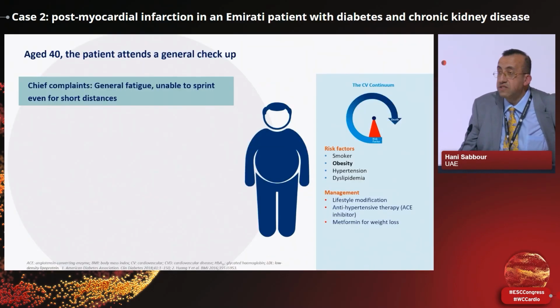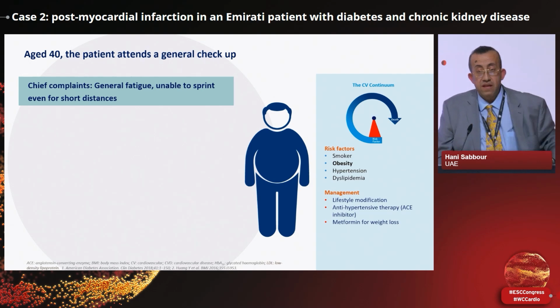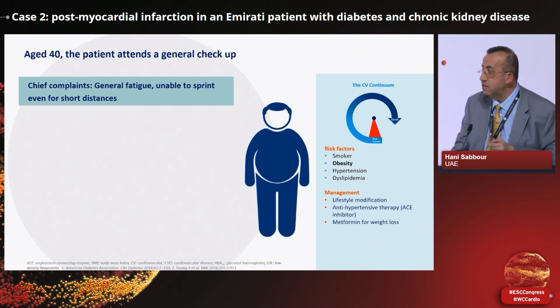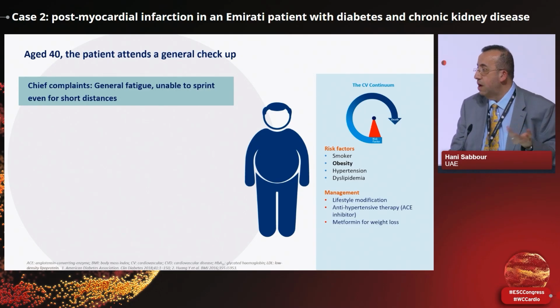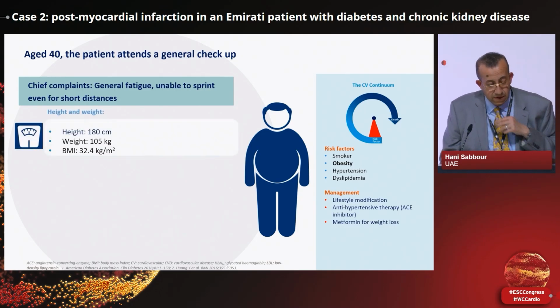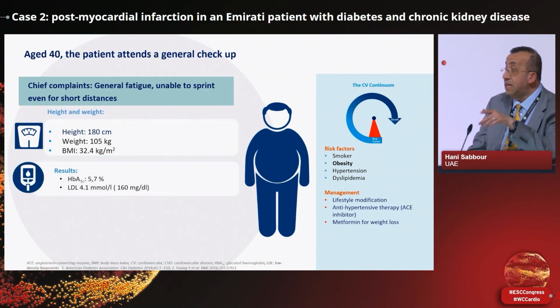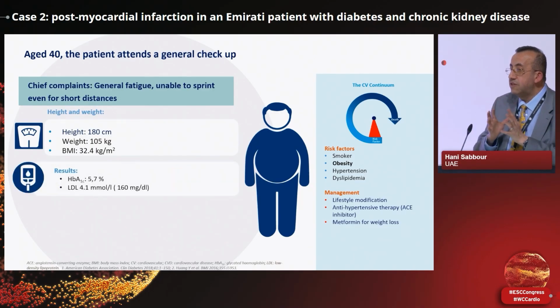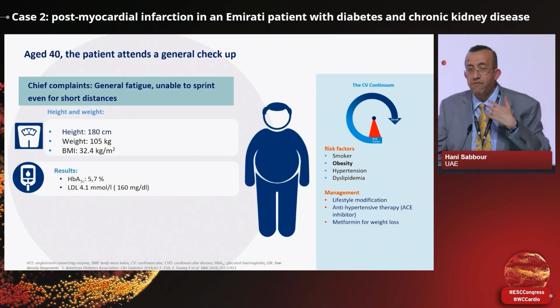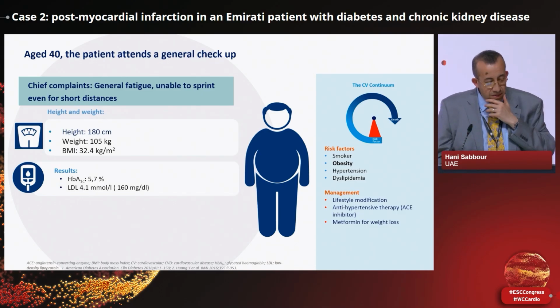Now, what are his complaints? General fatigue, unable to sprint for even short distances. Does that bring up the idea of maybe coronary artery disease or maybe heart failure? We're not sure, but there's a symptom here in a young patient. The patient is obviously obese, so the BMI is 32.5. The A1C is 5.7. So the patient's not really diabetic, but they have a lot of the complications of insulin resistance up front. So we shouldn't be fooled by a low or normal A1C.